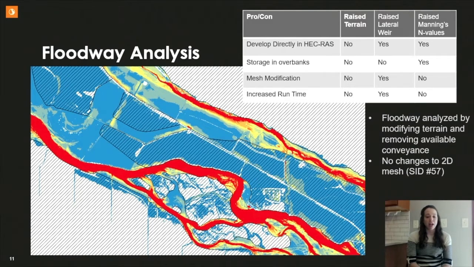Another drawback was that HEC-RAS can be sensitive to long connections in a 2D mesh. Since the modeled length was 33 miles, there were multiple flow paths needed along the river. Using connections as lateral weirs resulted in longer computation times and issues with the geometry.